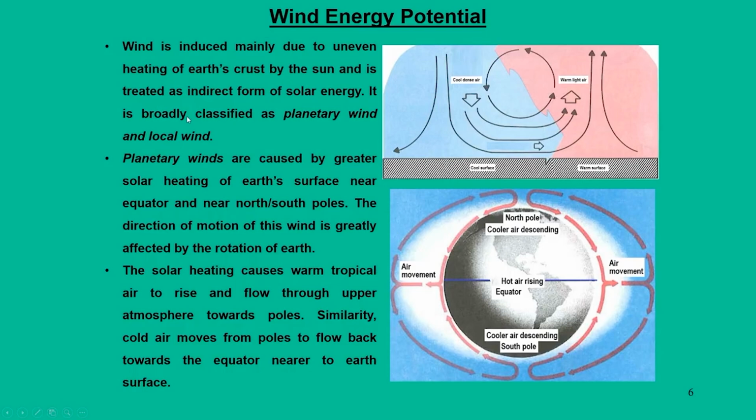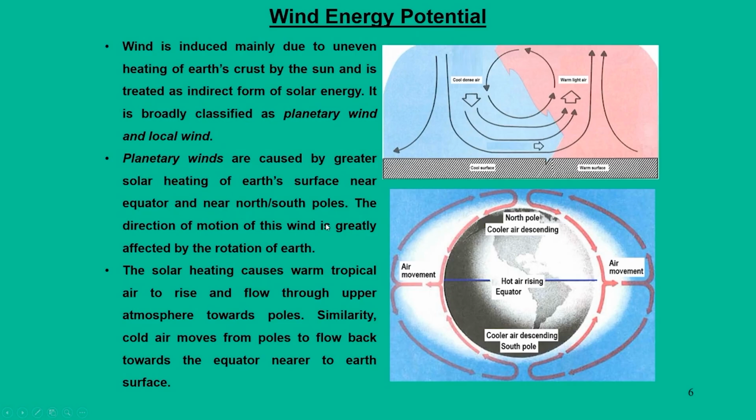Now, in general there are two types of winds, one is planetary wind, the other is local wind. If you look at this particular figure, as I mentioned earlier, we have a cool surface and a warm surface. Cool dense air comes down and warm light air goes up, because warm means its density is less. So, air moves up. This circulation keeps on happening, and the convection and advection currents try to supplement each other.